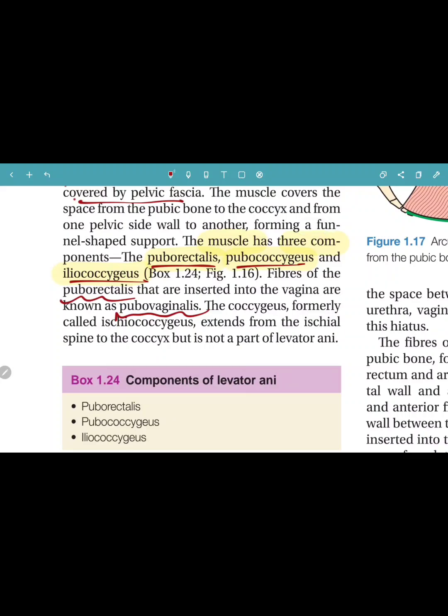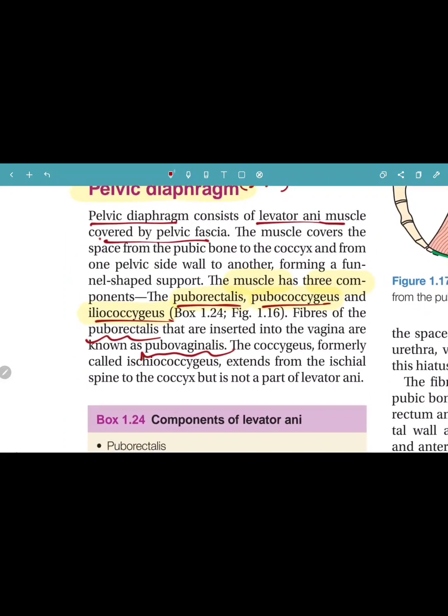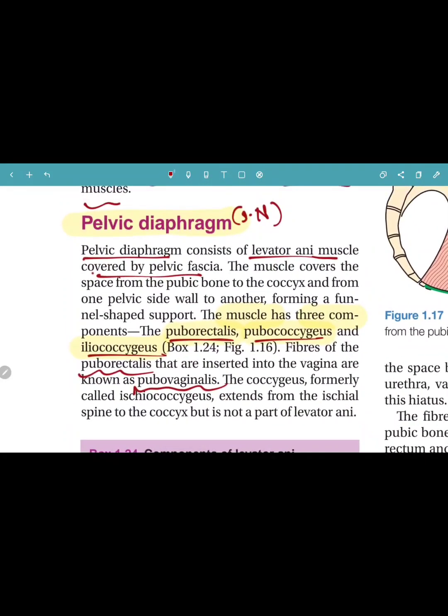The coccygeus, formerly called ischiococcygeus, extends from the ischial spine to the coccyx, and it's not a part of levator ani. So what is basically the pelvic diaphragm? The pelvic diaphragm is basically your levator ani muscle along with the pelvic fascia. It's very simple. Levator ani muscle covered with pelvic fascia is your pelvic diaphragm.